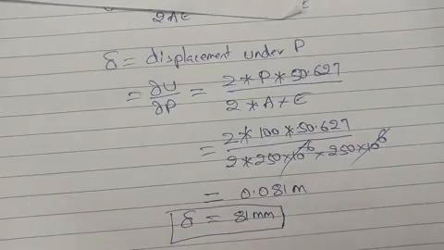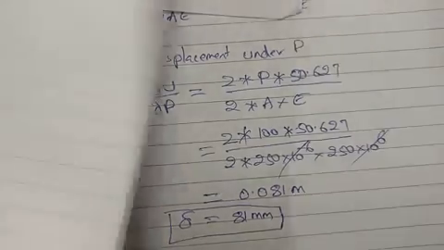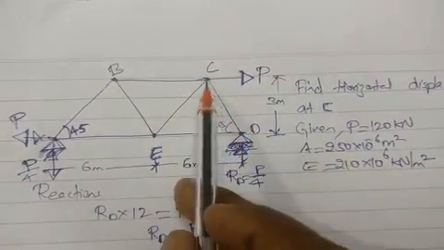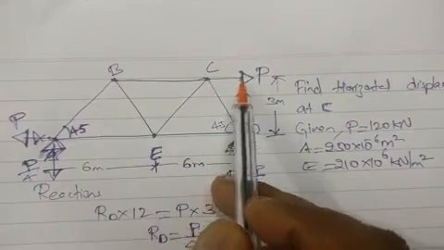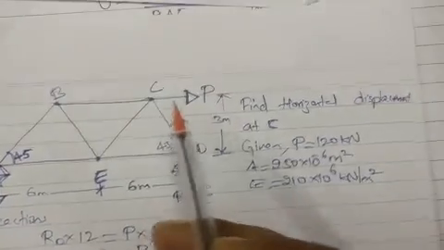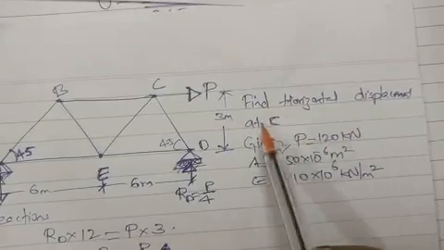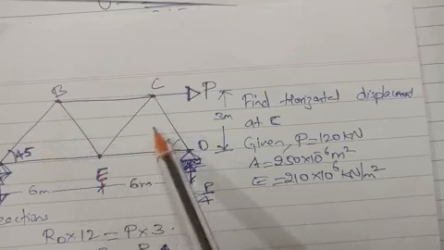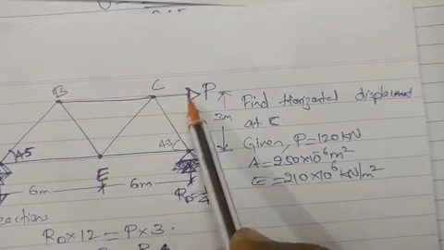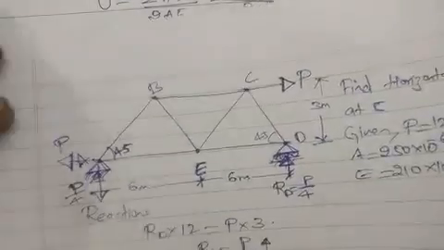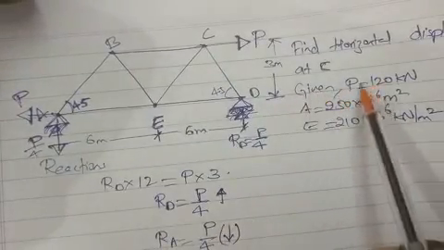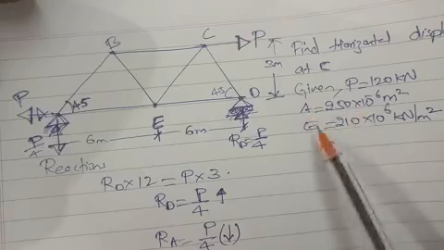Coming to the next problem. Here again same thing. Force P is acting right side at this joint. What is the question? Find the horizontal displacement at C. So what we have to do, find the total strain energy, then do the partial differentiation with respect to P, and we will get the value. Same way we have to do here. Given P is 120 kilonewtons, A, all these things.